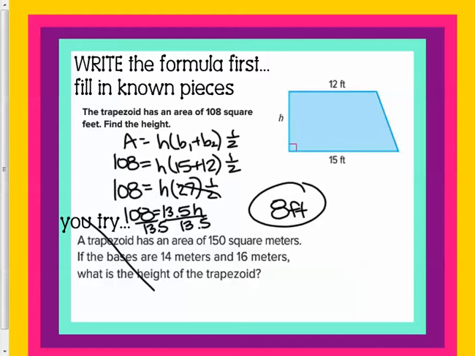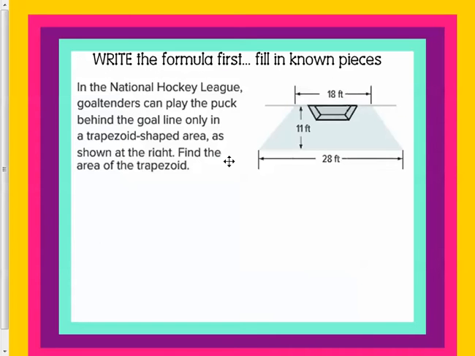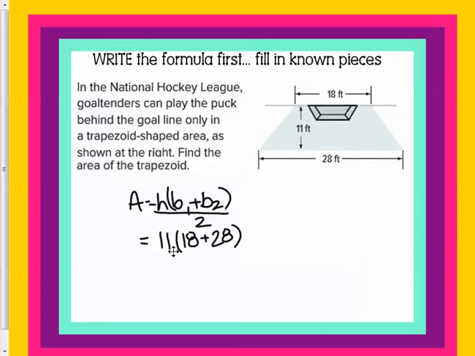Okay, we're going to skip this one and let's get to some hockey, okay? In the National Hockey League, a goaltender can play the puck behind the goal line only in that trapezoidal fashion that you see to the right. Okay, so we need to find the area in which that goaltender can still play the puck. All right, so the area is the height times the base 1 plus the base 2 and cut in half or times 1/2, whatever you want to think. Fill in your numbers and go ahead and try it. And I'll be back in just a second to show you what I did.